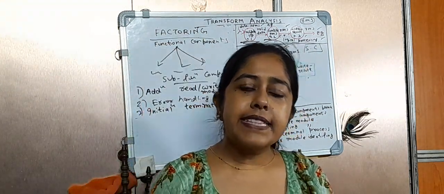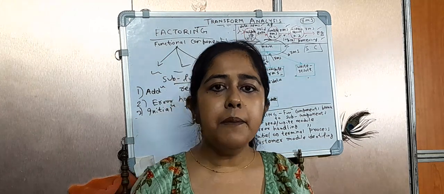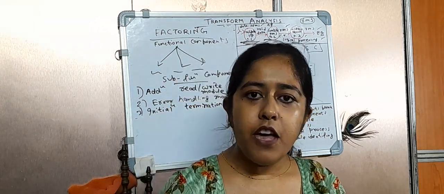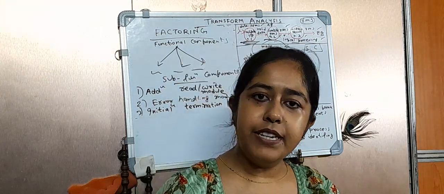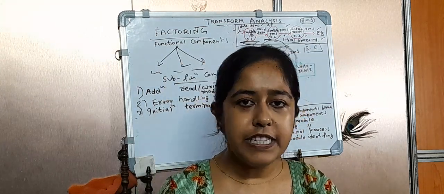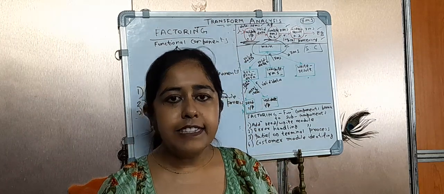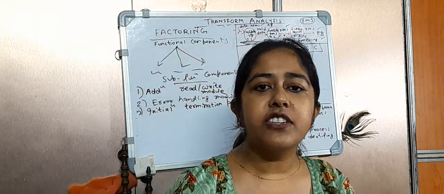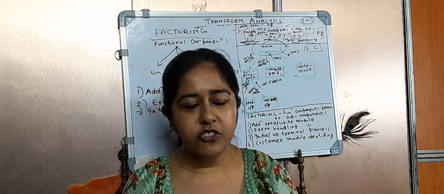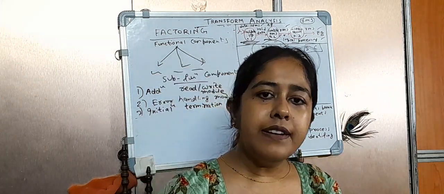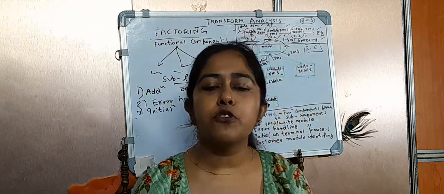So in this class, we have studied how we make the transform analysis. That is, from the DFD we get a structure chart by using the transform analysis process. In the next class, we will study the transaction analysis: how we are going to make a particular structure chart from the DFD using transaction analysis.